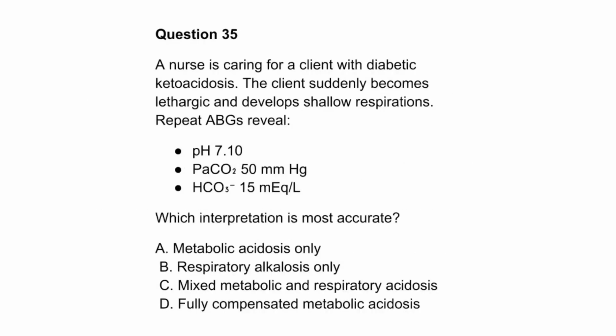Question 35. A nurse is caring for a client with diabetic ketoacidosis. The client suddenly becomes lethargic and develops shallow respirations. Repeat ABGs reveal. pH 7.10. PaCO2 50 millimeters of mercury. HCO3 15 milliequivalent/L. Which interpretation is most accurate? A. Metabolic acidosis only. B. Respiratory alkalosis only. C. Mixed metabolic and respiratory acidosis. D. Fully compensated metabolic acidosis.